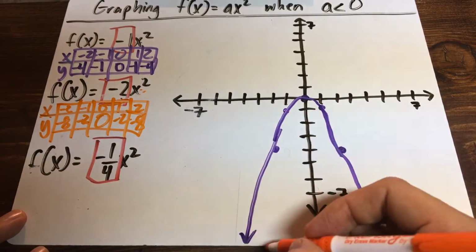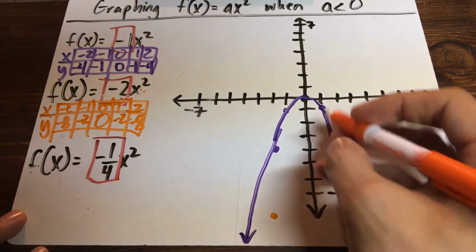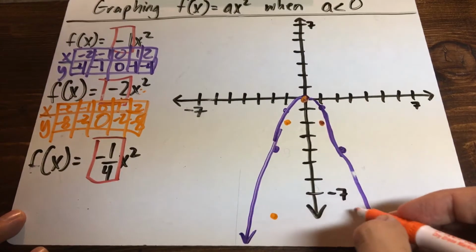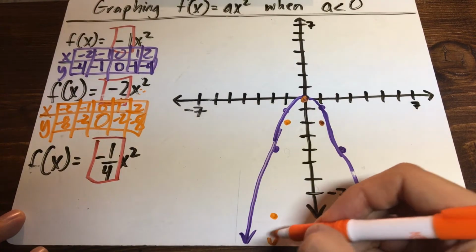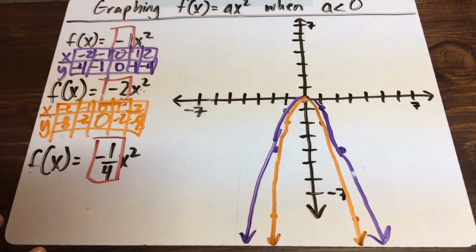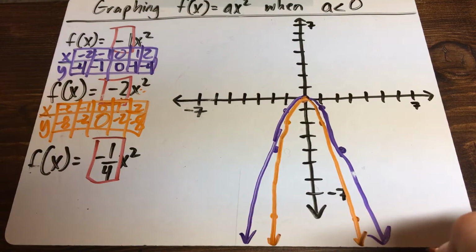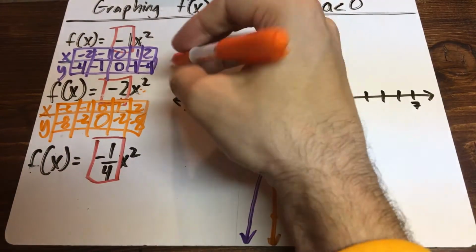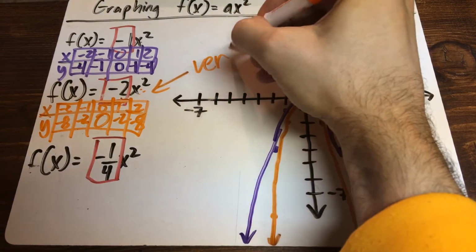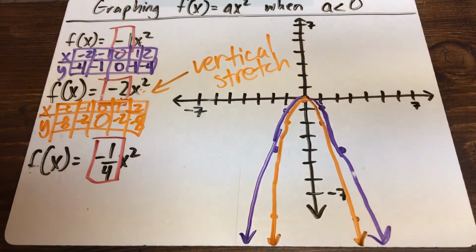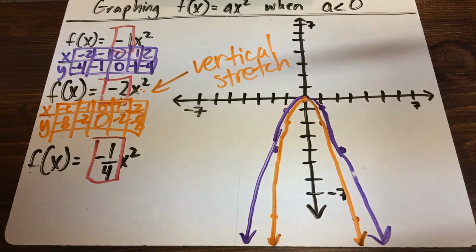So this one's going to go like -2 with -8, -1 with -2, 0, 0, 1 with negative 2, 2 with negative 8. See how this one is narrow, more narrow. It's pinched together. This orange one is a vertical stretch. We've stretched this letter A to negative 2 instead of negative 1.